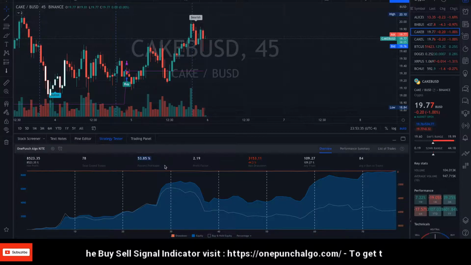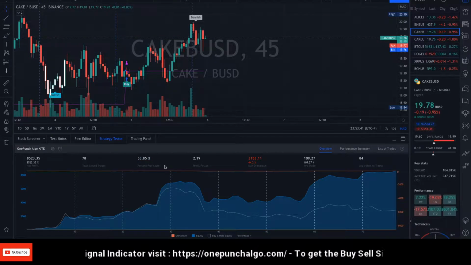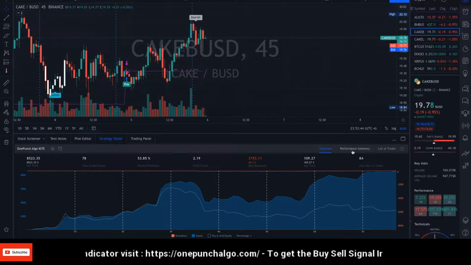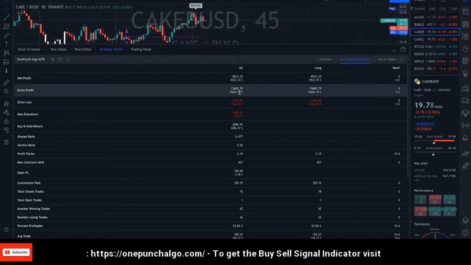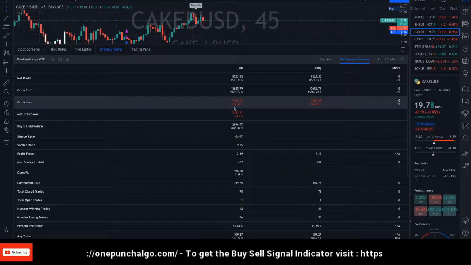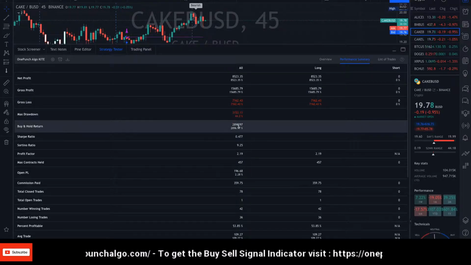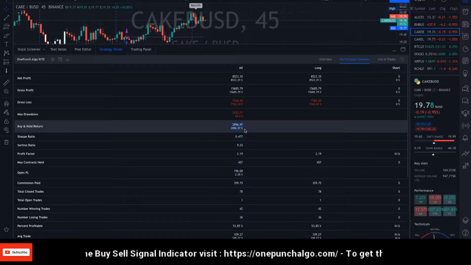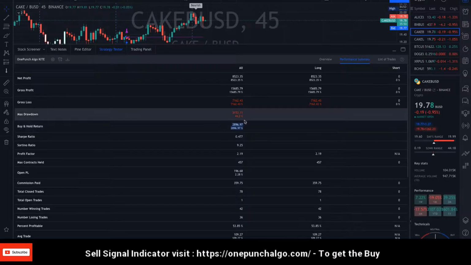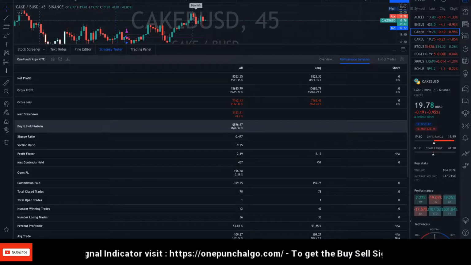The profitability is 53%, so you can expect losses as well. Let's dive in and check the performance summary. Here it shows the net profit, the gross profit, the gross loss, max drawdown, and buy and hold results. The buy and hold result is the most important thing when using an algorithm. When using an algorithm with a crypto or a stock, first check the buy and hold results for a given timeline.